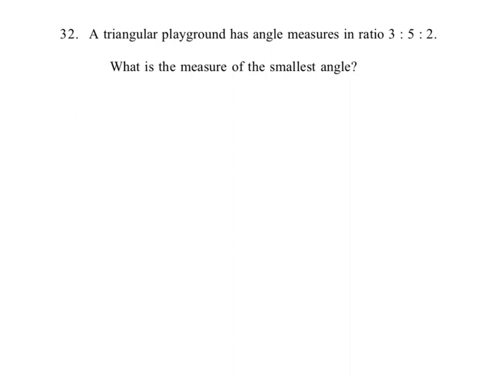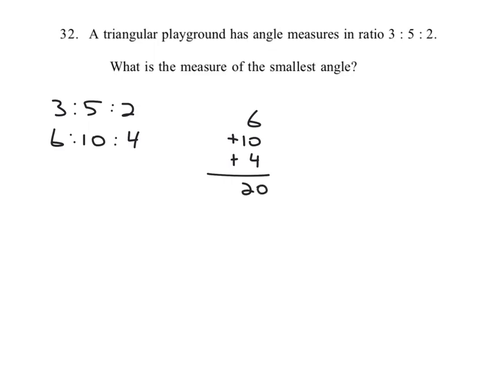I'm going to erase this for a second. What if we doubled that ratio? Because it's obviously been simplified, 3 to 5 to 2. What if we doubled it so that it was 6 to 10 to 4? That simplifies down to 3 to 5 to 2. But if we were to sum that up, 6 plus 10 plus 4 only adds up to 20. That's not enough as well. So we need to keep scaling it up until we get a sum that's equal to 180.